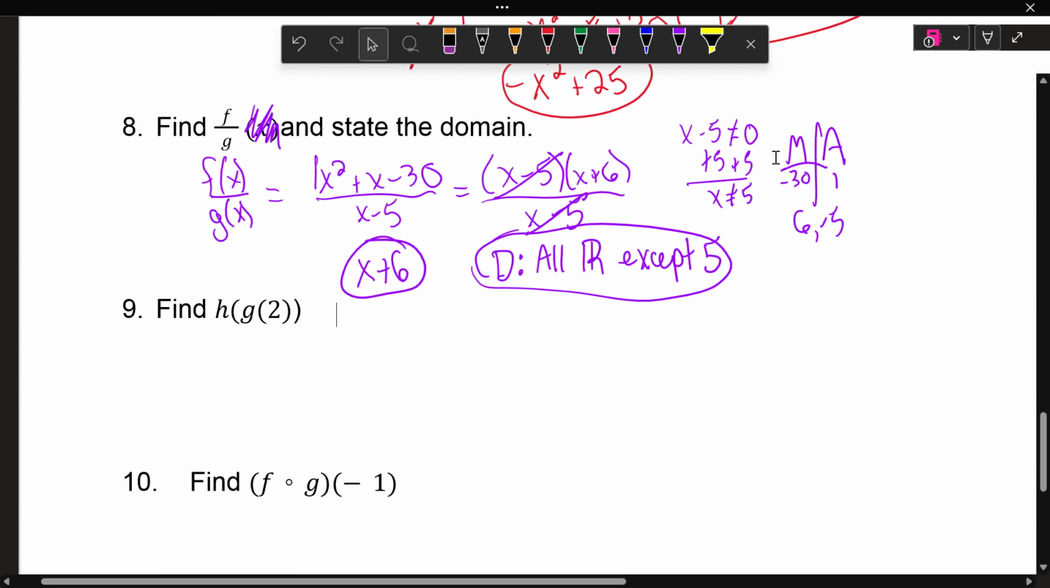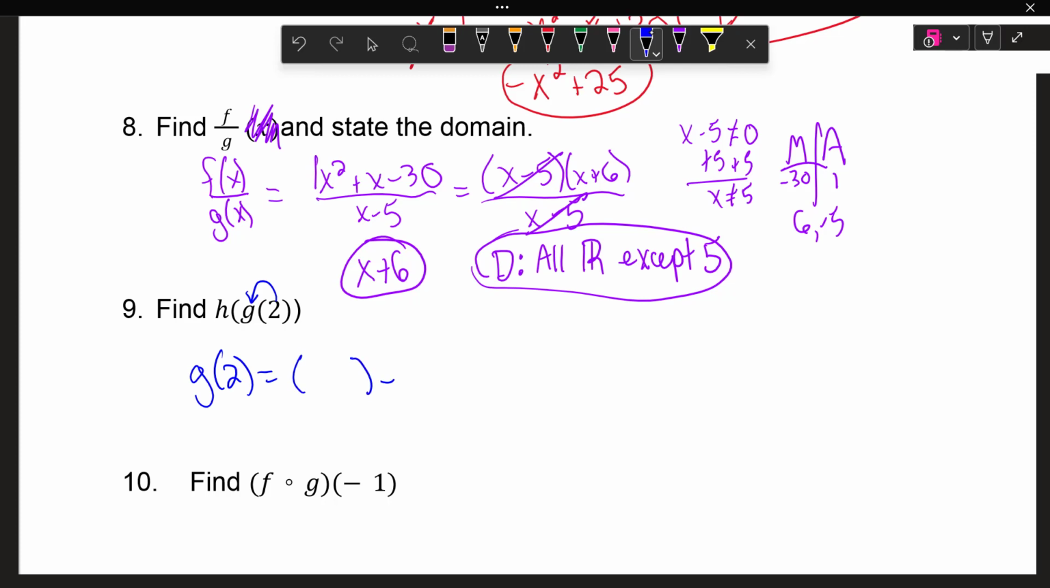Moving on to number 9. H of g of 2, our composition, which we are not fans of. So first we put the 2 in the g function. So g of 2. So instead of the x, we're going to substitute in something for that variable. What are we going to substitute in? The 2. And of course, 2 minus 5 is negative 3.